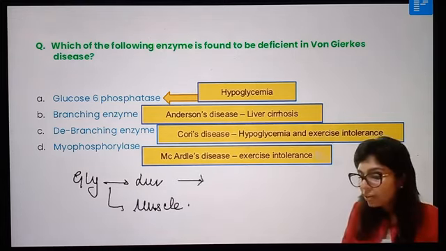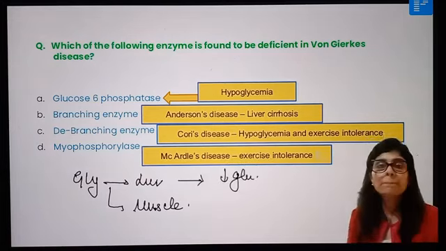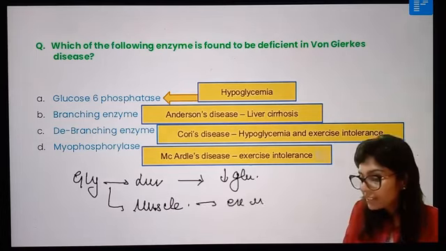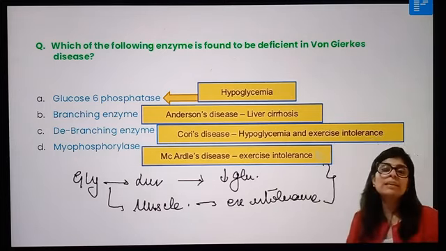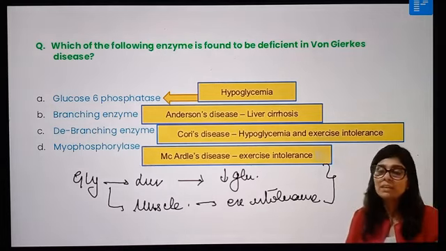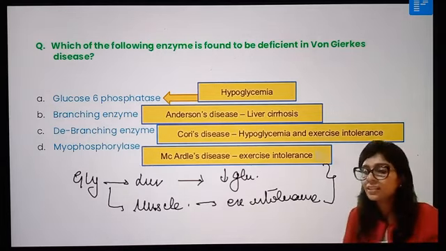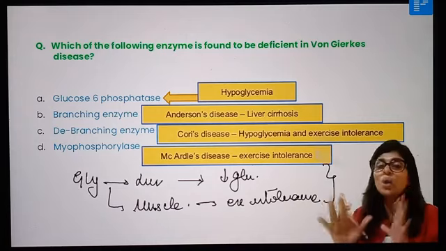Whenever liver glycogen is affected, it causes hypoglycemia. Whenever muscle glycogen metabolism is affected, it causes exercise intolerance. Whenever both liver glycogen metabolism and muscle glycogen metabolism are affected, it will cause both hypoglycemia and exercise intolerance. Do you understand the outline?